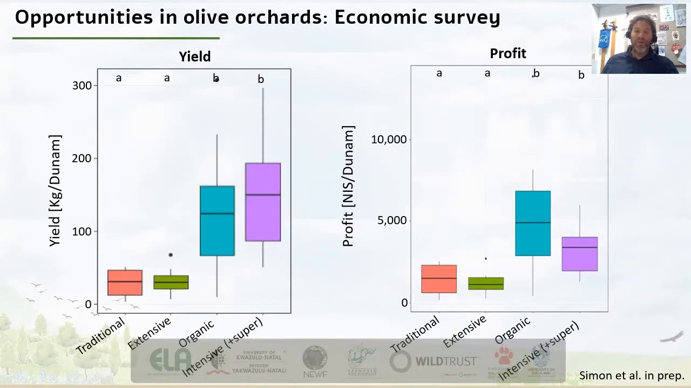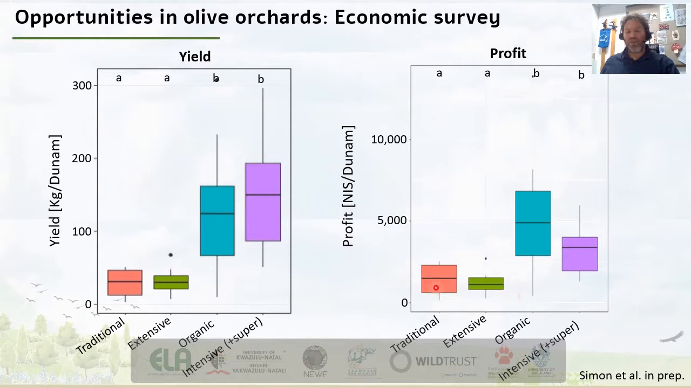Now from the economic perspective, we find differences in yield, and here you can see that the traditional and extensive have a very, very small yield compared to the organic and intensive, which were similar. We were surprised. We expected the yield to be lower in the organic orchards. And when we look at the profit, here we got an interesting trend.